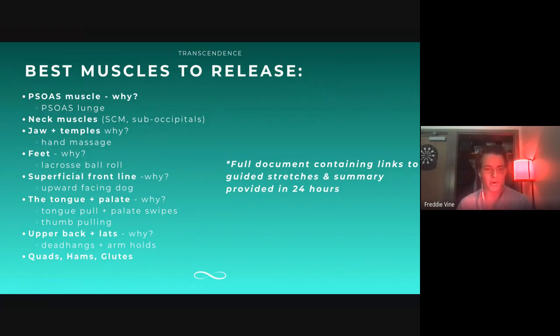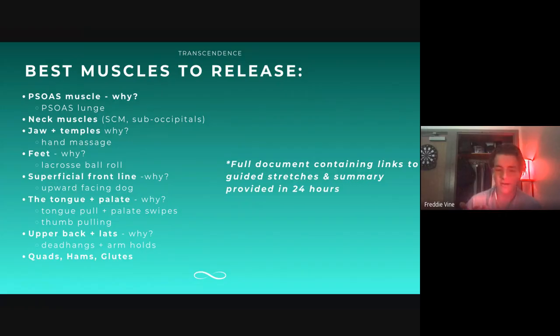So third one here, the jaw and temples. This is crucial because think about how many times you've chewed in your life, right? The jaw muscles obviously activate when you chew, same with the temples. So these get super tight for a lot of people. And again, that can cause a lot of brain fog and a lot of unnecessary tension. The jaw is literally the strongest muscle in your entire body. So it's really important to release it.